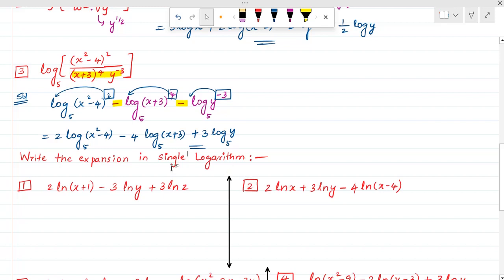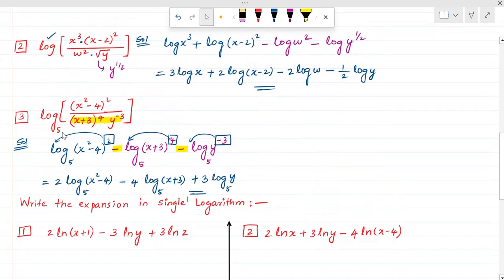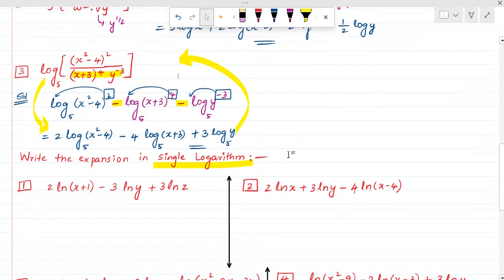The next one, we will have just the opposite. In the first one, a single log function is given and you are expanding. That is what you have done in the first one. But in the next one, you write the expansion into a single logarithm. So you have to do the reverse. The expanded form is given, and you have to write it in the single logarithmic form.